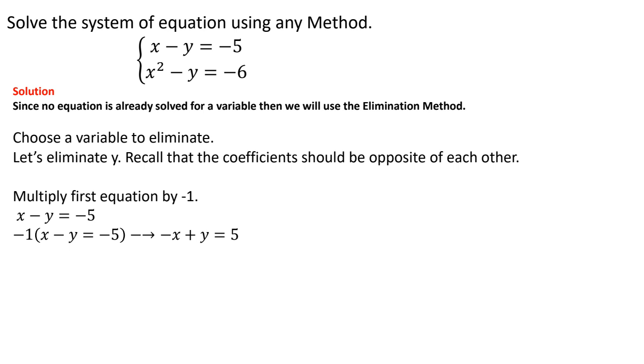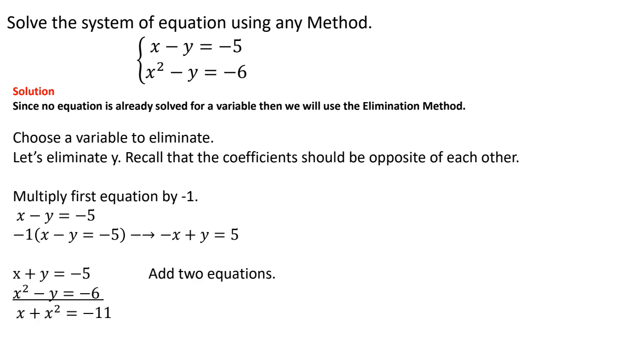So a negative 1 times x is a negative x, a negative 1 times a negative y gives me a positive y, and the negative 1 times a negative 5 gives me a positive 5. I'm going to add it to that second equation. So we have negative x plus y equals 5 added to this. So you'll see that my y's cancel. Plus y minus y will be 0. 5 minus 6 will be negative 1.